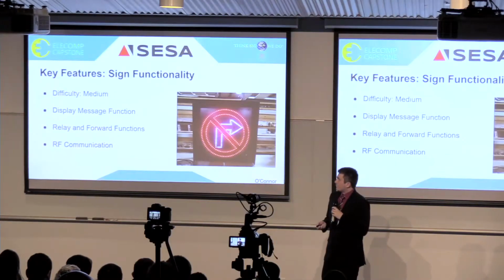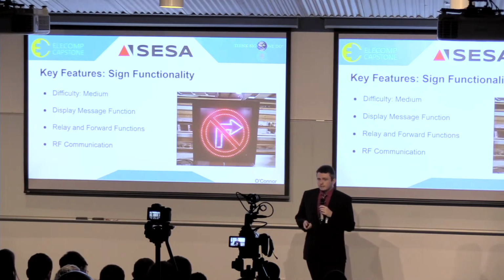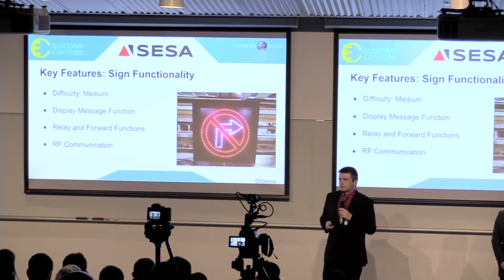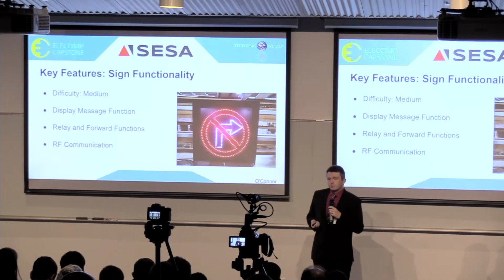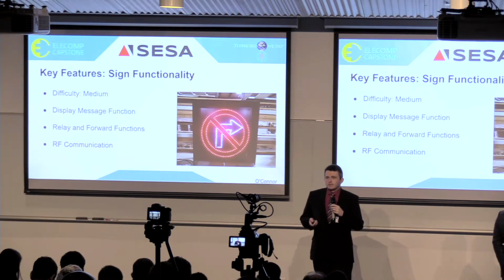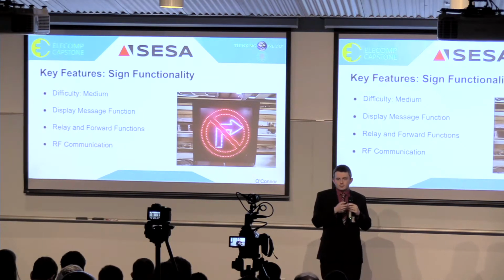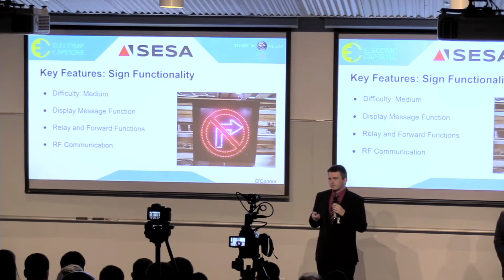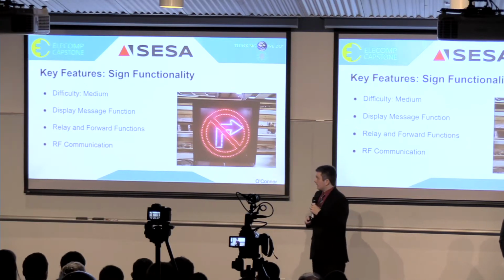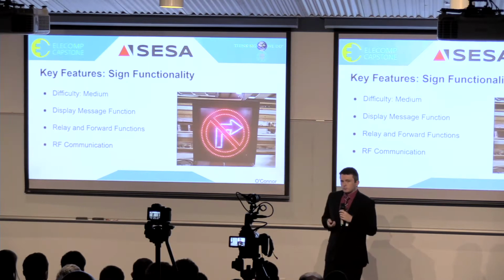And finally, our last key feature is the sign functionality. The sign functionality consists of 3 major operations: the display message function, the relay function, and the forward function. The display message function is pretty simple. It just receives the command from the application and displays whatever message is received on the sign. The relay and forward functions are a little more complicated.